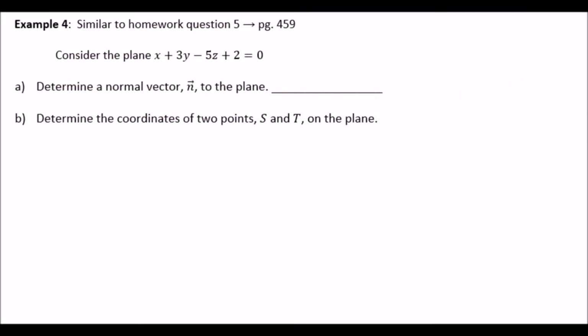Next one, here we go. So this is like the homework question, question 5 from page 459. Consider the scalar equation of the plane, x plus 3y minus 5z plus 2. Determine the normal to the plane. Well, that's just my a, b, and c values. So this is just going to be 1, 3, negative 5.